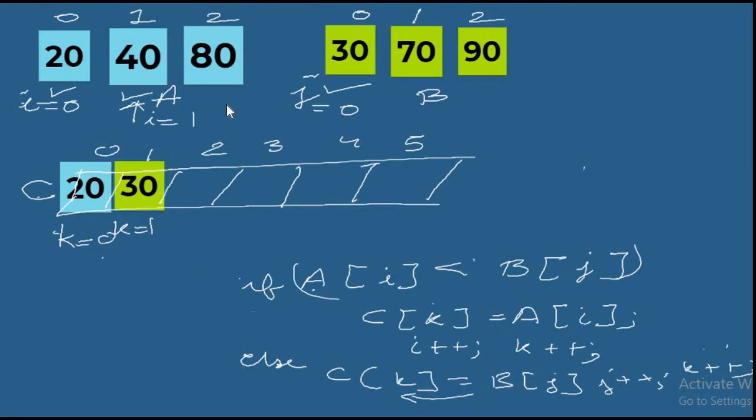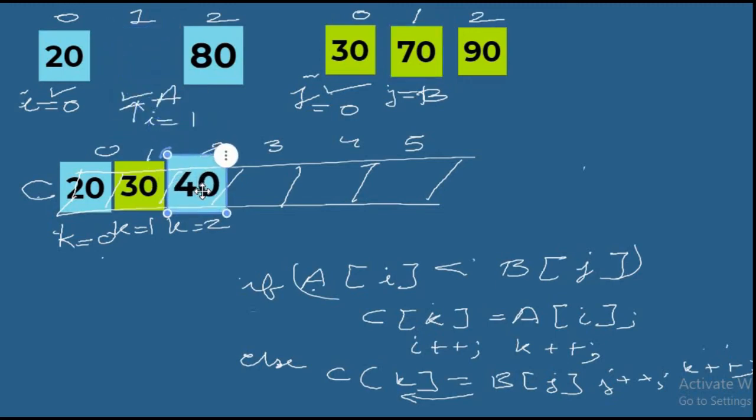Right. Now again, what we have to do, if we are copying an element from B, then we have to increment J as well as K. So now again we are going to increment this. Now the value of K will be 2 and the value of J will be 1. Now these elements will be compared. 40 and 70 will be compared. Which is smaller? 40 is smaller, so 40 will go here.